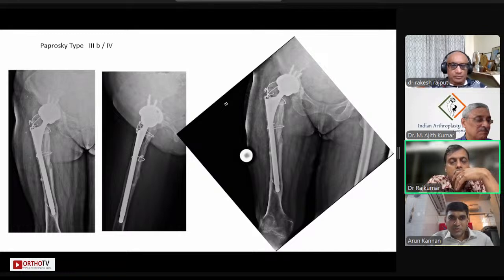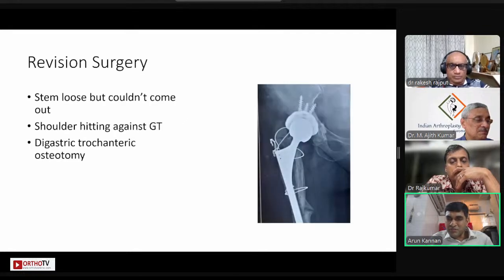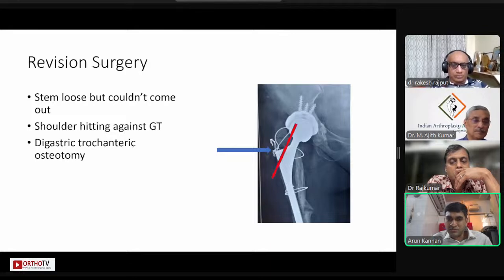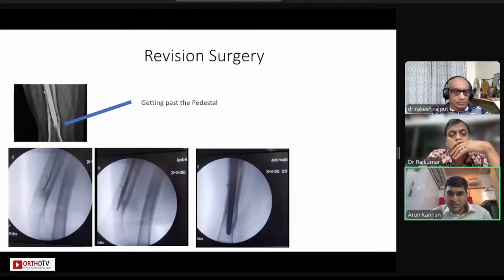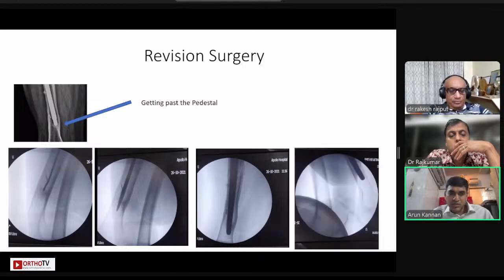So I'll just go on to what we did. Initially, the stem was very loose, but it was not coming out because the GT was hitting against the shoulder of the stem. So I removed the wires and did a digastric osteotomy. There was not much cortex below, so it was not a case for an ETO. Then we had to get past that pedestal, and I had both the reef and the Wagner stem arranged. But with the Wagner, we had a good fit. This is how it looked. It just got past the pedestal, but it had good stability.